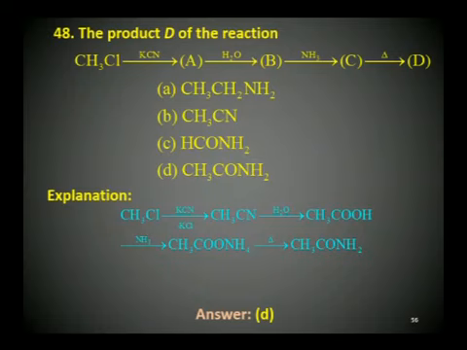CH3COONH4 is called ammonium acetate. Ammonium acetate, when heated, loses a water molecule and produces CH3CONH2, which is called acetamide. So acetamide is the final product produced here. So that is why D is the correct option.